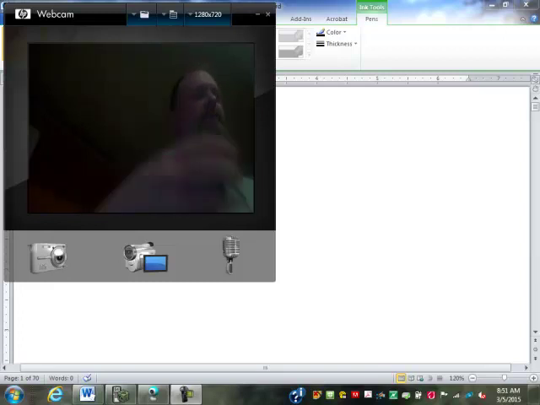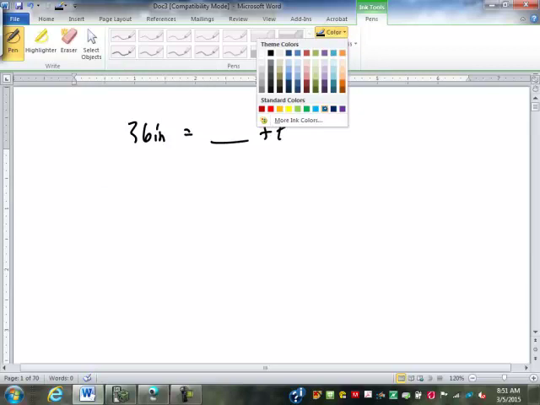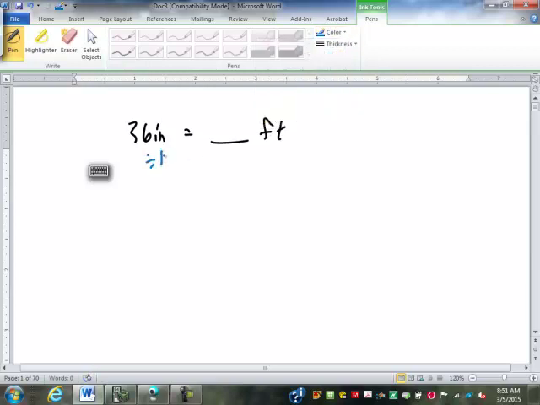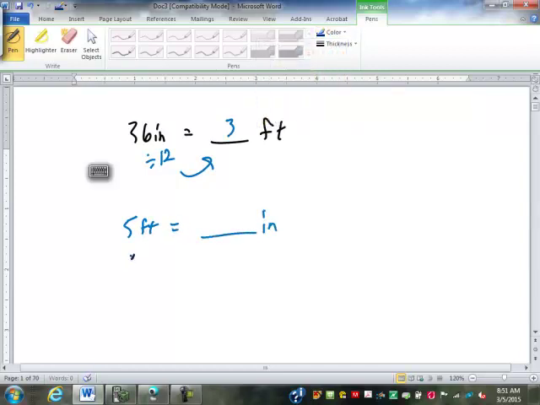Okay, so what we're doing today is we're going to look at these measurement conversions. We talked a lot about the measurements and converting over the last couple of classes. Like if we have 36 inches, and I want to convert that into feet, how do we do it? Let's just divide it by 12, right? Gives us 3 feet. What if we had 5 feet? I want to convert into inches. Times 12, okay. Gives us 60 inches.